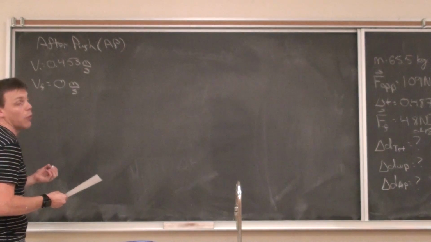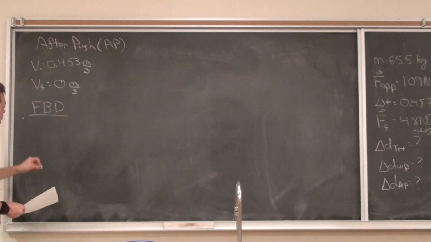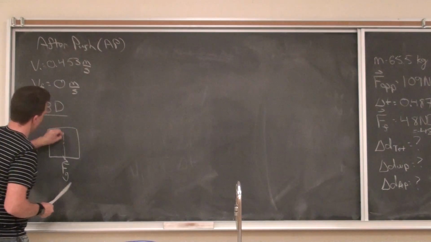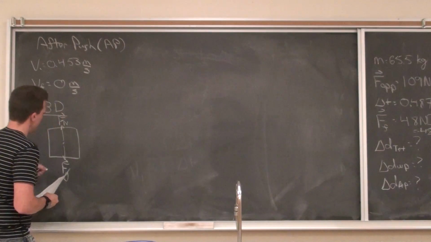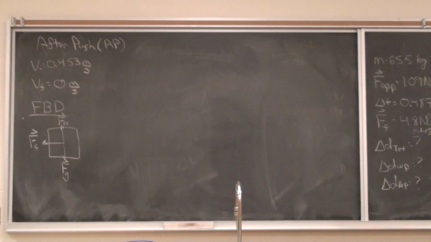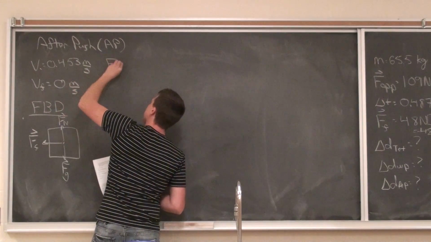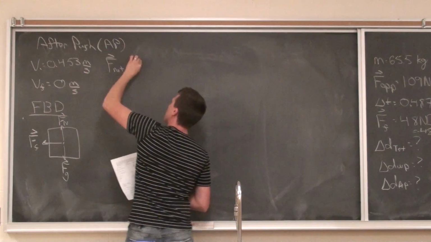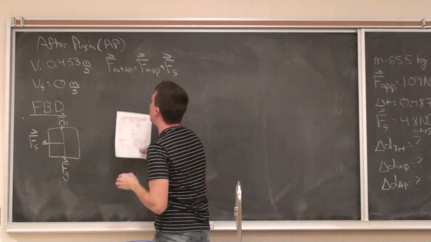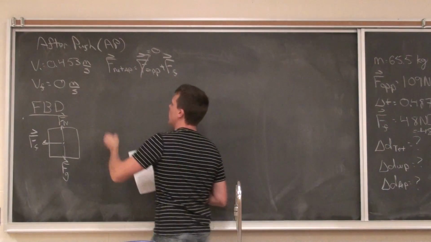That's what we know. Now, we can draw a quick free body diagram for this one. The free body diagram will show us that you still have a force of gravity acting on the skater, you still have a normal force, but there's no more applied force. There's only a force of friction. From that free body diagram, I can then say F net after push equals F applied plus force of friction. We know the F applied is 0, so that's gone.